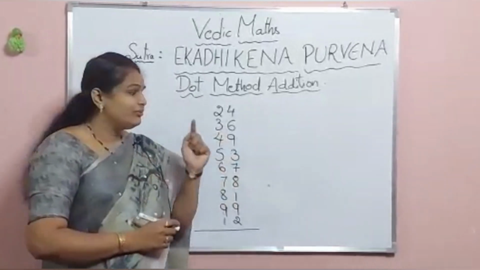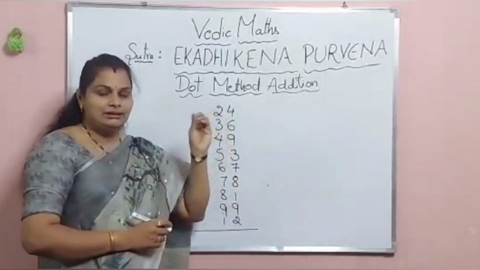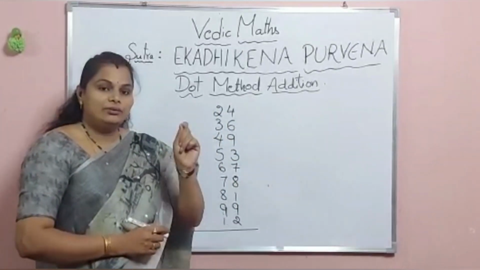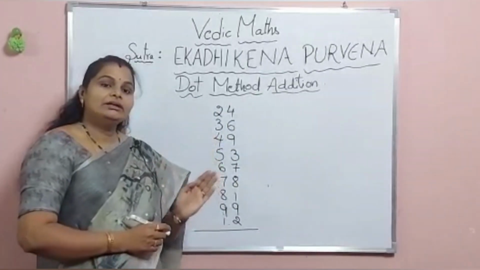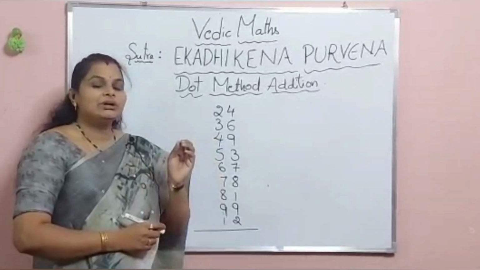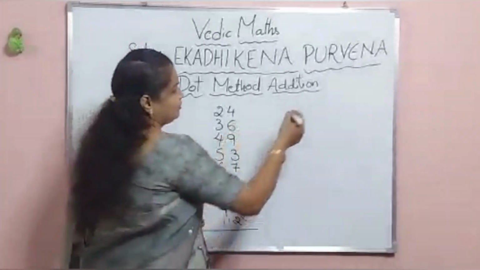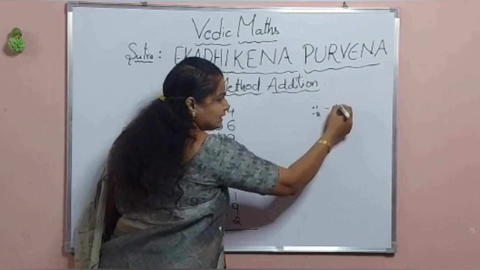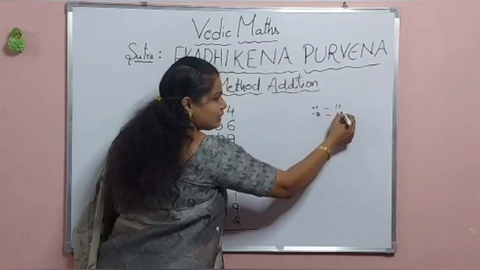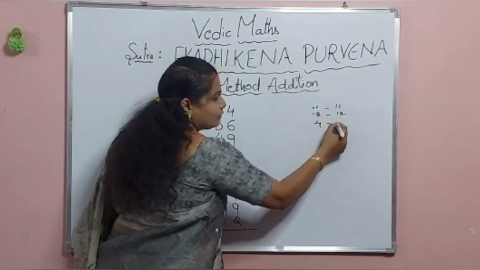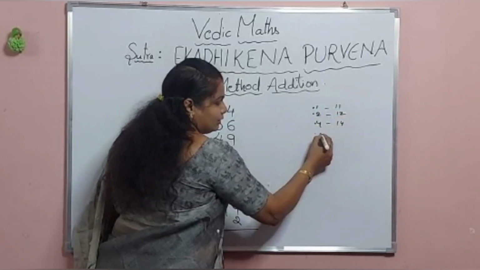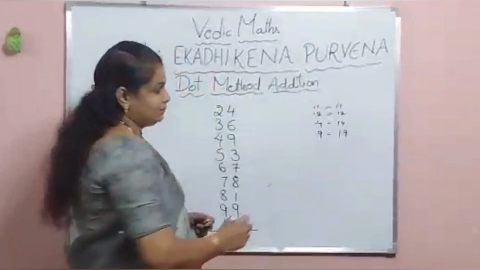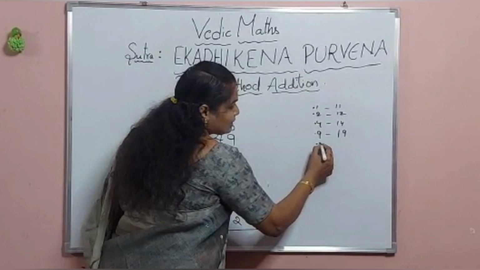As I told you, whenever the answer comes as a double digit number, try to read it as a dot. If it is 11, read it as dot 1. If it is 12, read it as dot 2. Dot 1, dot 2 means here it is 11, it is 12. Dot 4, it is 14. Dot 9, it's 19. 7.